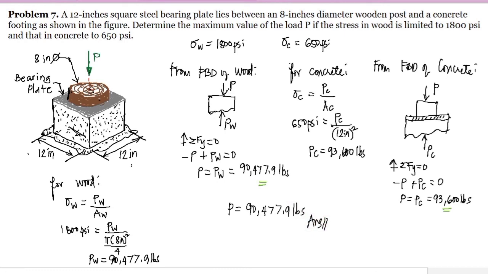So bakit natin pinili yung mas lowest compared to 93,600? So if we have the load of up to 90,477.9 pounds, ito ay kakayanin ng lahat ng material, ng wood at saka ng concrete. But if the load exceeds this value up to 93,600 pounds, ito ay kakayanin ng concrete. No? Pero magpi-fail na yung wood. So therefore, the safe value is equal to 90,477.9 pounds.